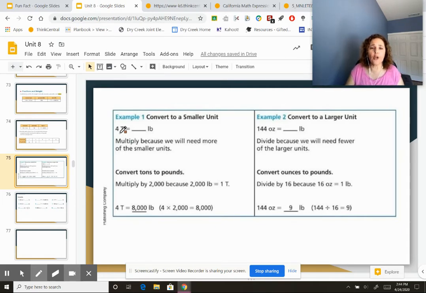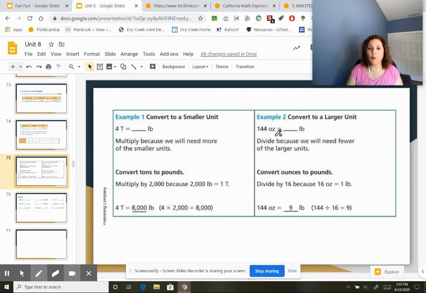So I'm going from 4 tons to pounds. A ton is bigger than a pound, so I'm going from a bigger to a smaller unit. So I must multiply. You see what they've done is they've taken the 4 tons times 2,000 because there are 2,000 pounds in 1 ton. So I have to multiply by 4 because I have 4 tons. So it's 4 times 2,000, which gives me 8,000. Okay?